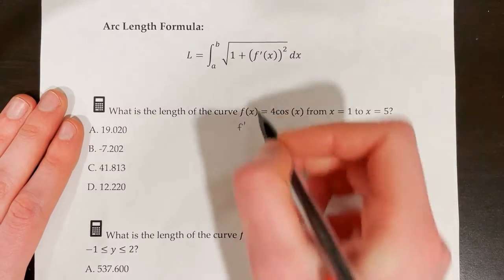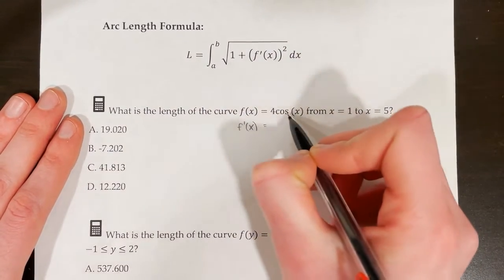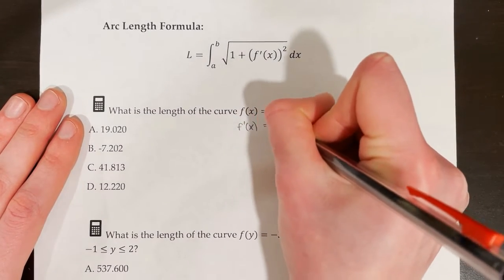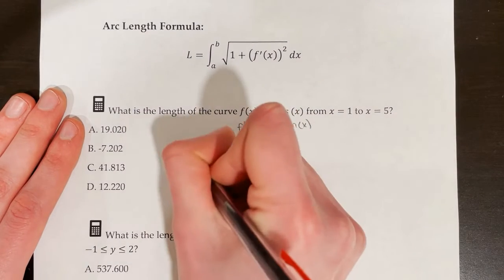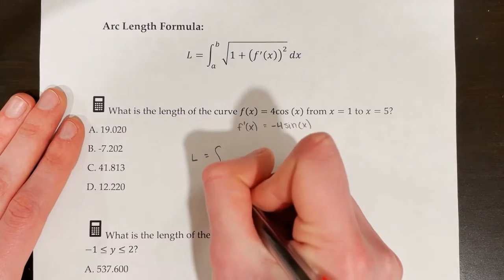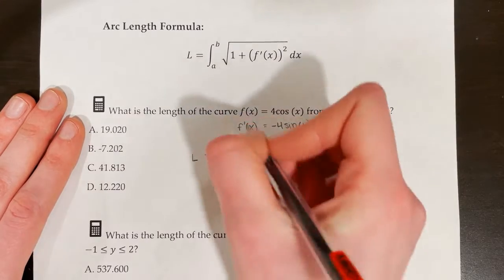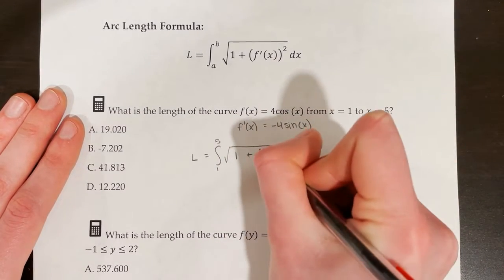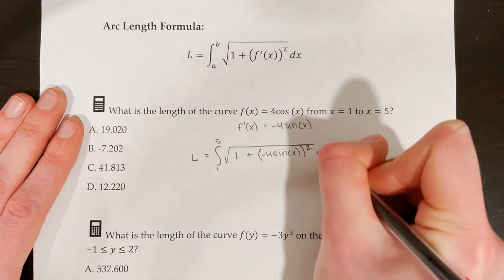If f of x was equal to 4 cosine x, that means that f prime of x is going to be equal to 4 times the derivative of cosine x. Derivative of cosine x is equal to negative sine x. So f prime of x is really negative 4 times the sine of x. Now I can set up my arc length formula. L is equal to the integral from a to b, and in this case, a is equal to 1, b is equal to 5, of the square root of 1, that stays the same every time, plus f prime of x squared. Now f prime of x we already found is negative 4 times the sine of x, and then we're squaring that, and then we just stick our dx on the end.